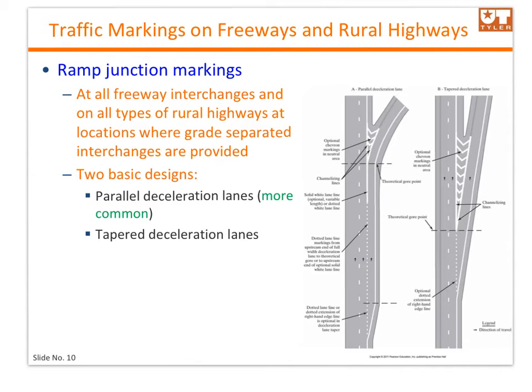One is the parallel deceleration lane, which is more common, as you could see in picture A here. This is the parallel deceleration lane. So by the time we're approaching an exit, instead of having 2 lanes per direction, now we're introducing a 3rd lane long enough to let the driver shift to that far right lane and drive for a little bit until the exit. While the other type of ramp junction markings and design is a tapered deceleration lane.